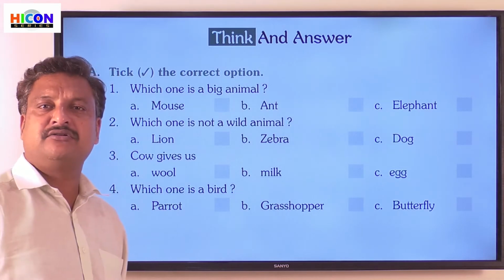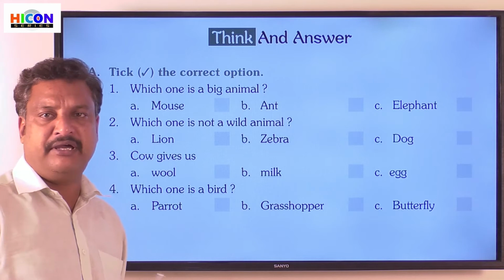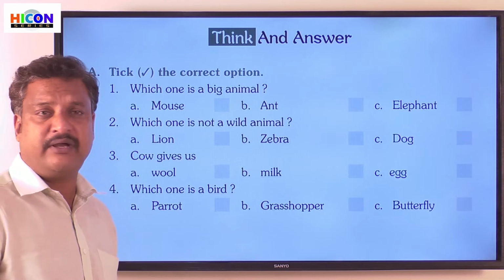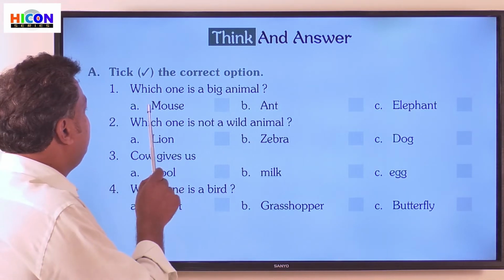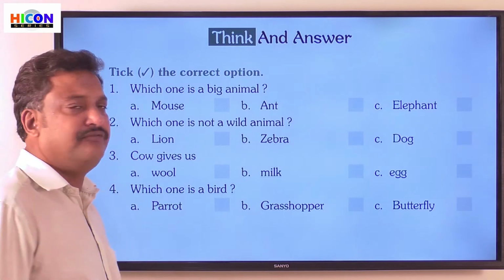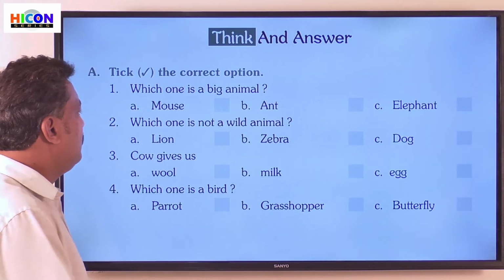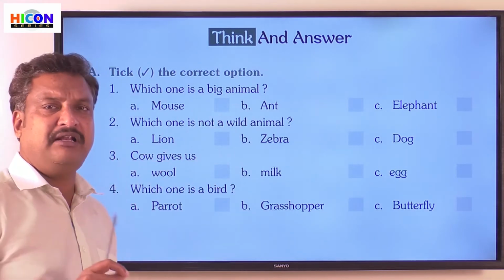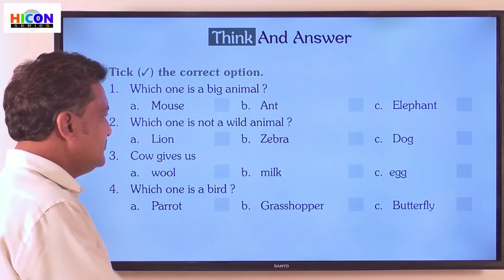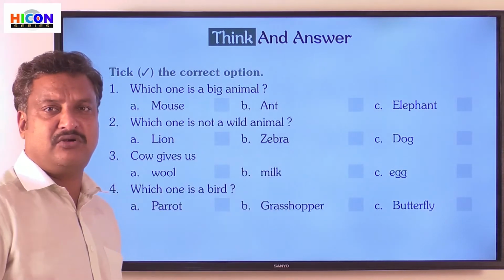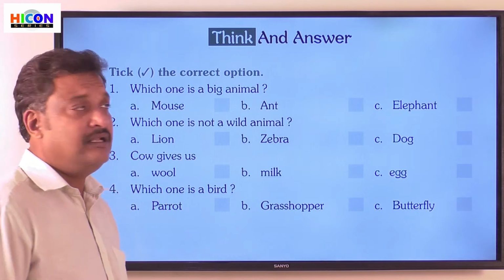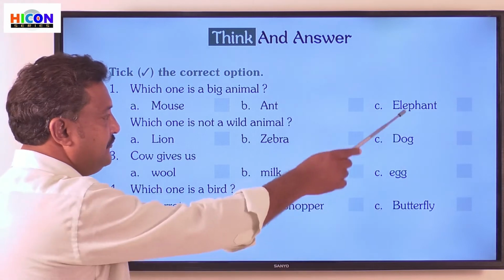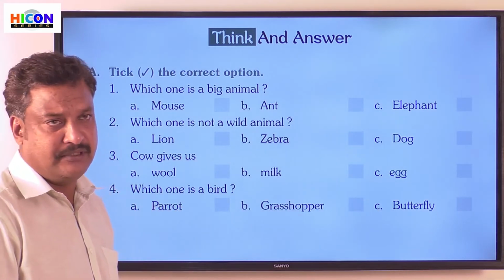Now, which one is a big animal? We have learned that different kinds of animals are there. Some are big, some are small. Very small animals are also there, like insects. We have three options here: a mouse, an ant, and an elephant. Mouse is a small animal. Ant is even smaller, and that is called an insect. Elephant is the largest animal on land. So, which one is a big animal? Elephant is a big animal.